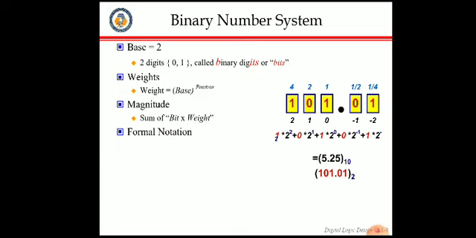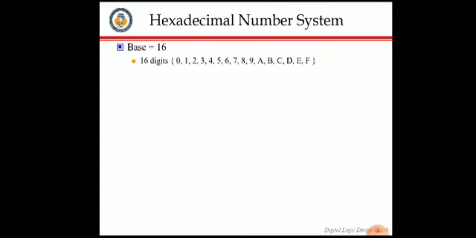That means the 5.25 decimal number is equivalent to 101.01 in base 2. So this is the binary number system. Now, another terminology, let us see. In the binary number system, a group of 4 bits is called a nibble. A group of 8 bits is called a byte.